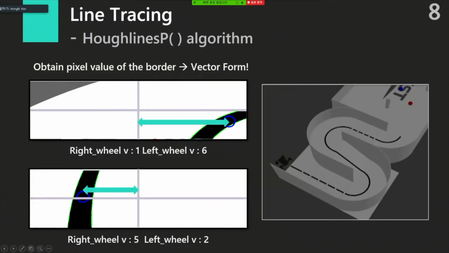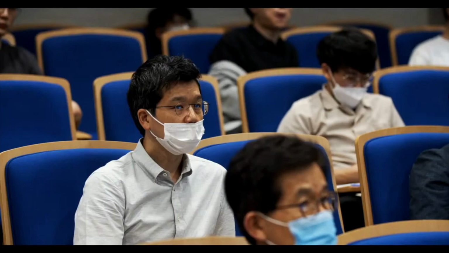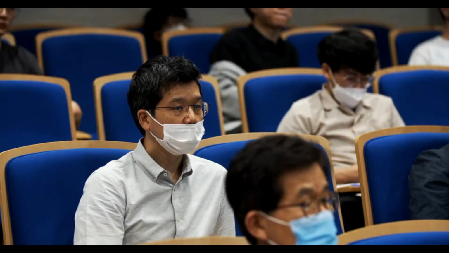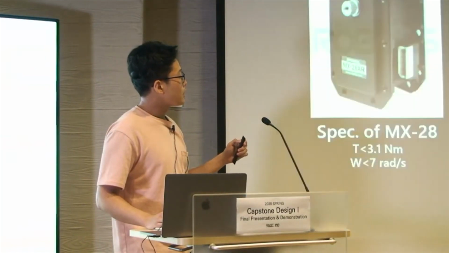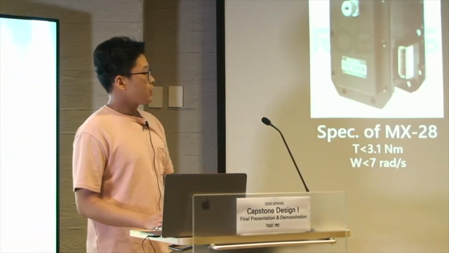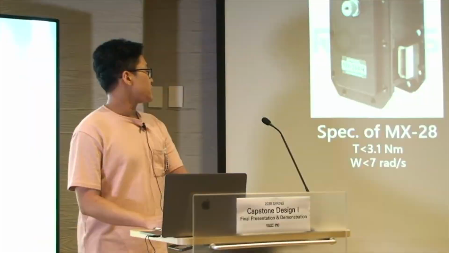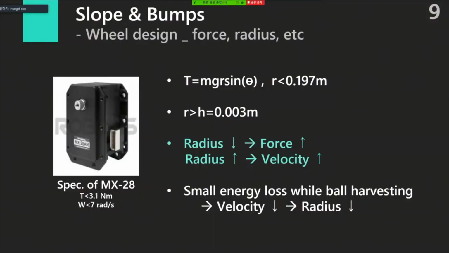We use the Hough lines P algorithm to obtain pixel values of the border and calculate it as a vector form. We give the gain values from the distance from the center, and then our vehicle drives following the line. And also we designed wheels meeting the specifications of MX28, which is our actuator.